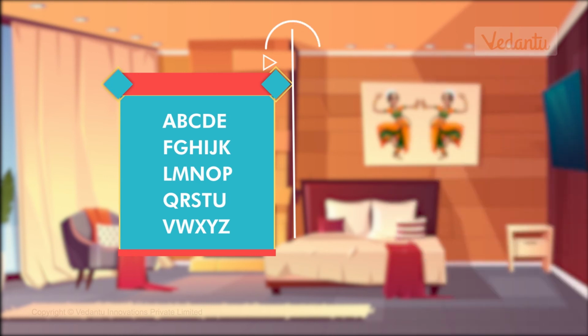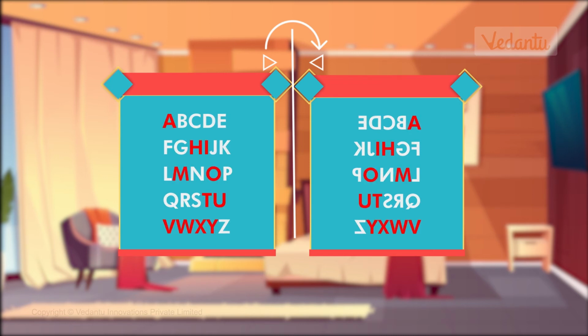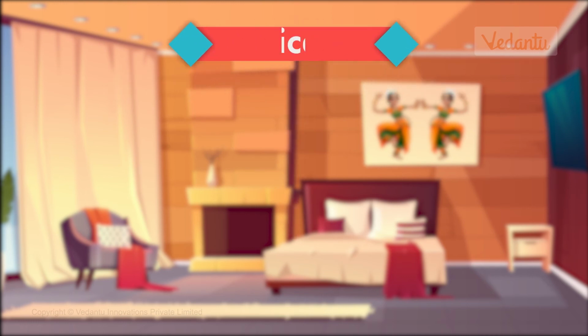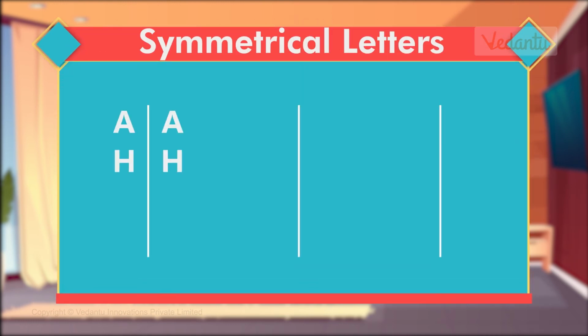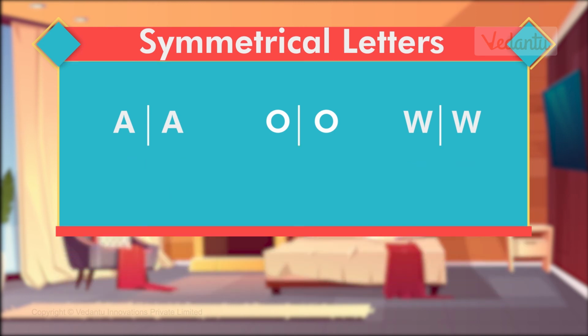Let's take a look at the English alphabet and their mirror images to see which other letters share A's symmetry. Can you see which ones look the same even in their mirror images? Yes, H, I, M, O, T, U, V, W, X, and Y appear to be the same in their mirror images and are in fact symmetrical.